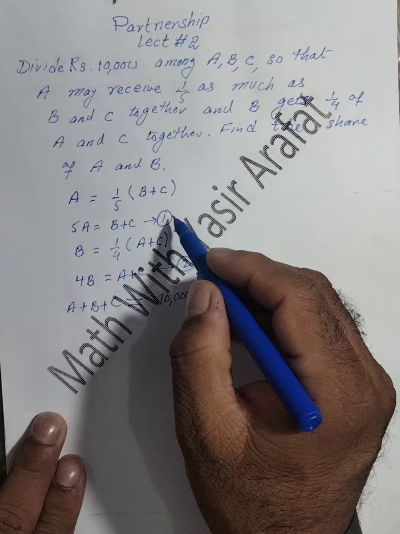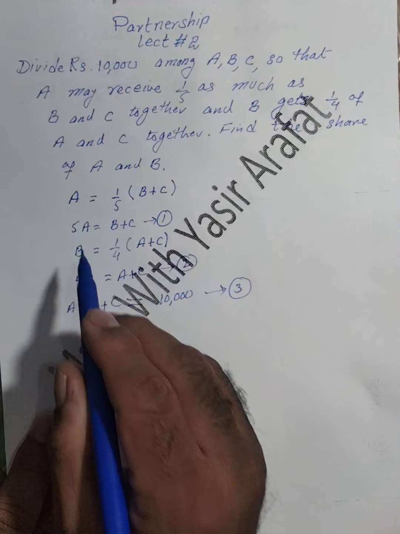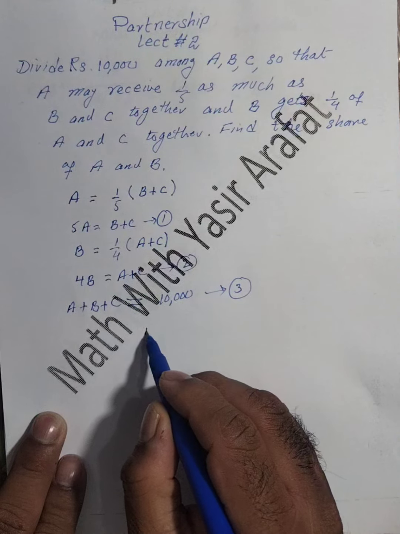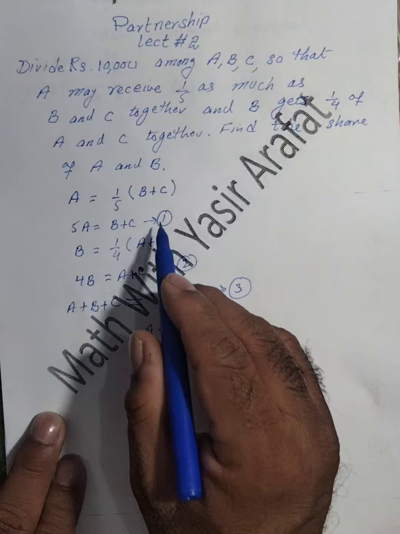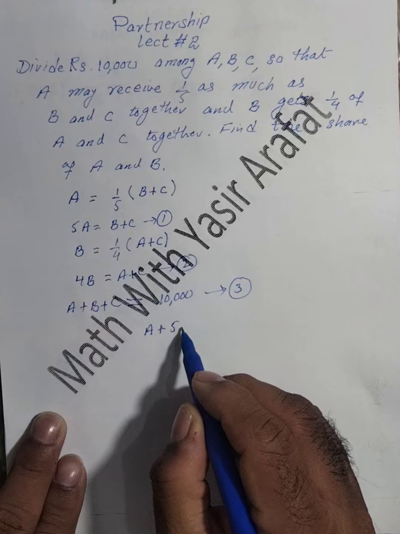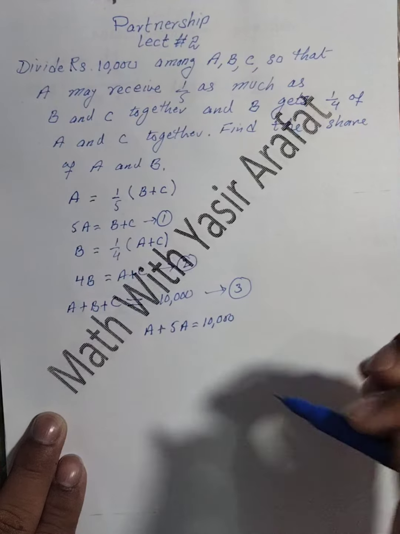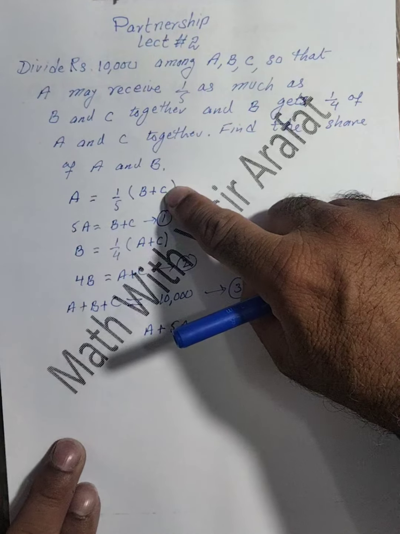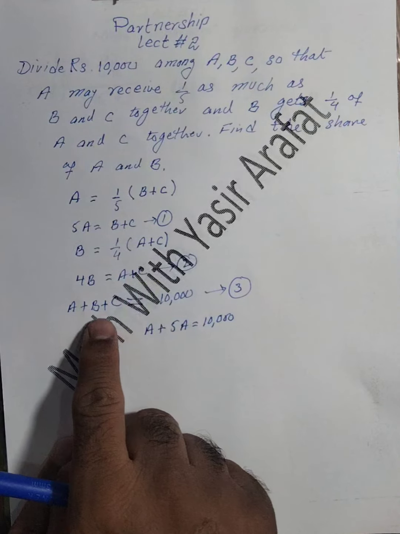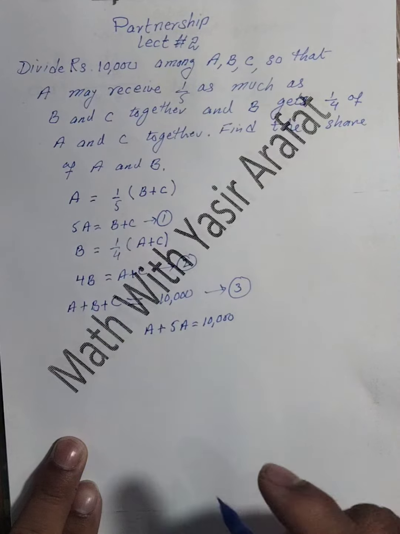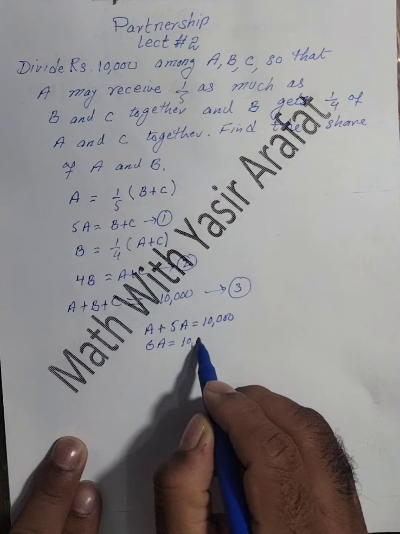So if we focus on equation number 1, here B plus C is equal to 5A. So in A plus B plus C, B plus C is equal to 5A from equation number 1. So this is 5A plus A, which is equal to 10,000. So this is 6A, which is equal to 10,000.